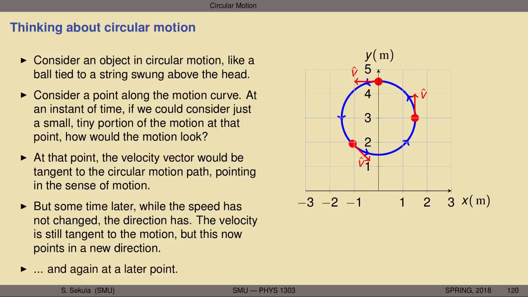And we can consider again the ball at a later point, some other time t, down here, for instance. And in here, again, the velocity vector is tangent to the motion path, and it would point in the sense that I have drawn it here. So while the speed may not be changing, the direction of this velocity vector certainly is. Something is changing.